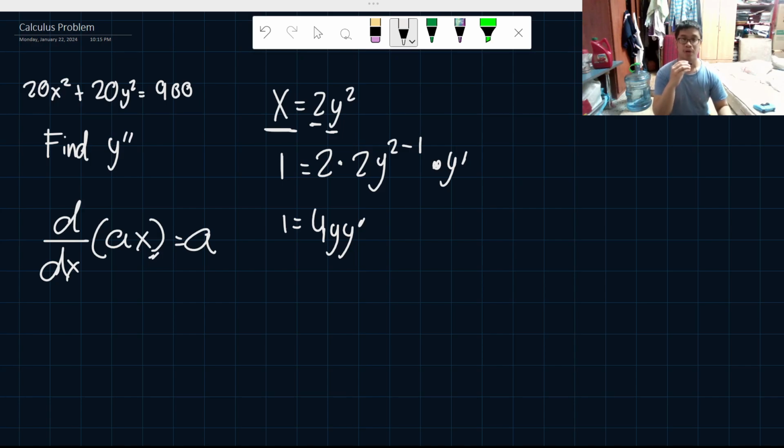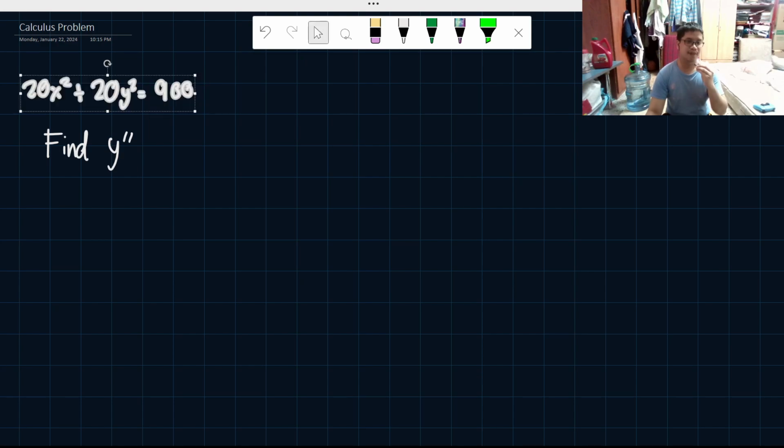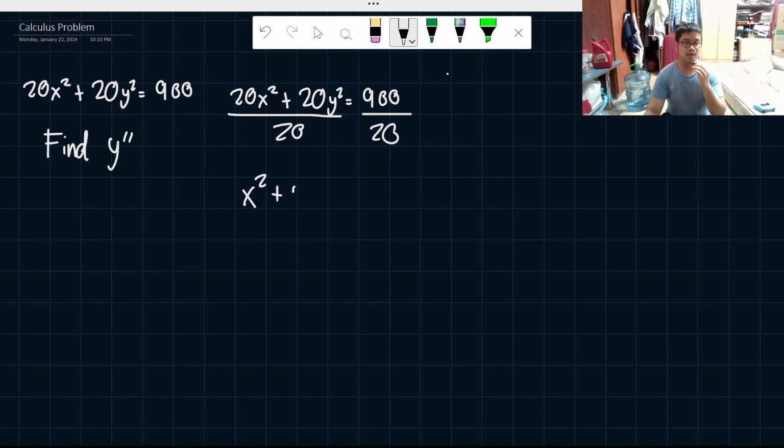We're going to find the y second prime, or the second derivative. So let's start. Let me erase this one. Before I begin differentiating, I think I can simplify this problem, 20x squared plus 20y squared is equal to 900. All the terms from left to right are divisible by 20, so I can simply divide both sides by 20. On the left side, we will have x squared plus y squared, and on the right side, 900 divided by 20 will give you 45.